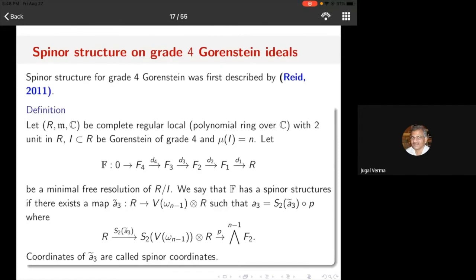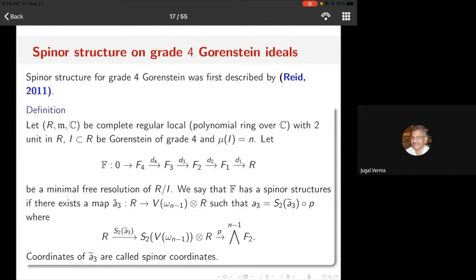Our definition for the codimension 4 Spinor structure on codimension 4 Gorenstein rings is motivated by the result of Miles Reid. The Spinor structure on codimension 4 was used by Miles Reid in 2011. But in our definition, we use the Buchsbaum-Eisenbud multiplier to define Spinor structure on codimension 4 Gorenstein resolution of codimension 4 Gorenstein rings.